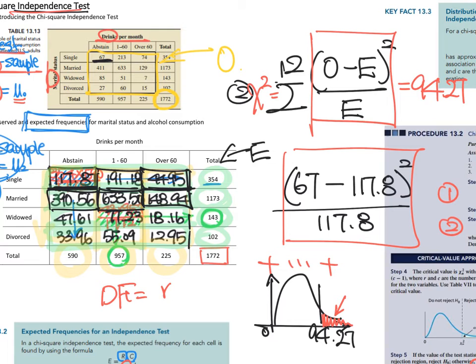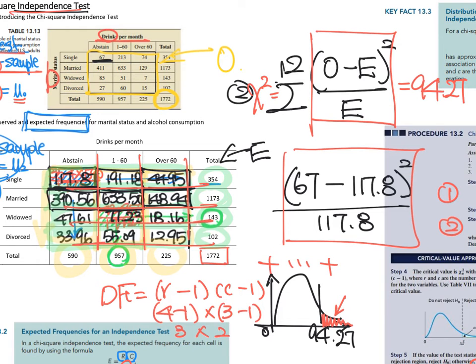I told you the number of rows minus 1, so it's 1, 2, 3, 4 minus 1. And C minus 1, the number of columns is 1, 2, 3 minus 1. Then times. So that will be 3 times 2, 6. So the degree of freedom will be 6. So with the degree of freedom 6, it's bigger than 94.27. The p-value will be almost 0.